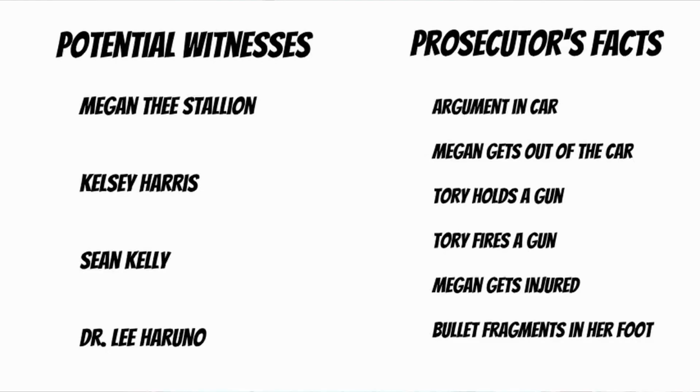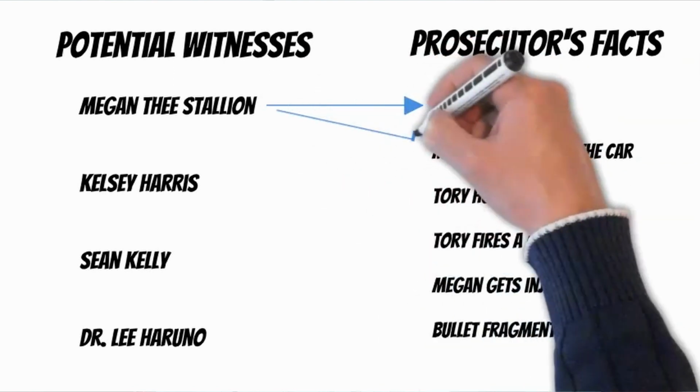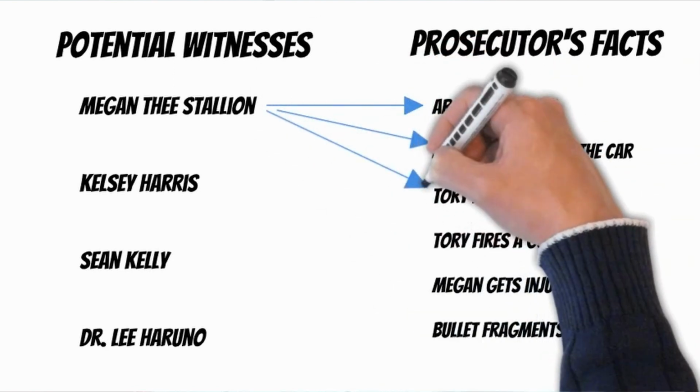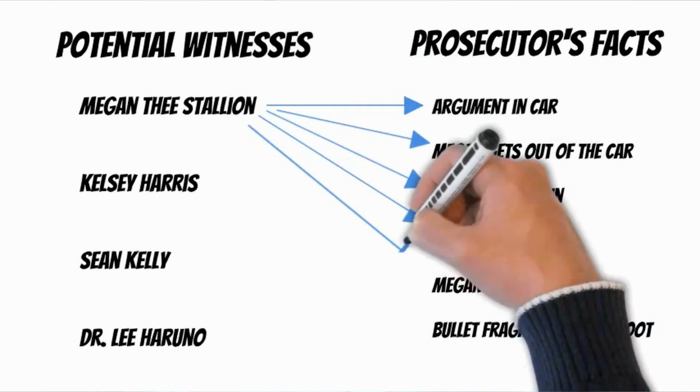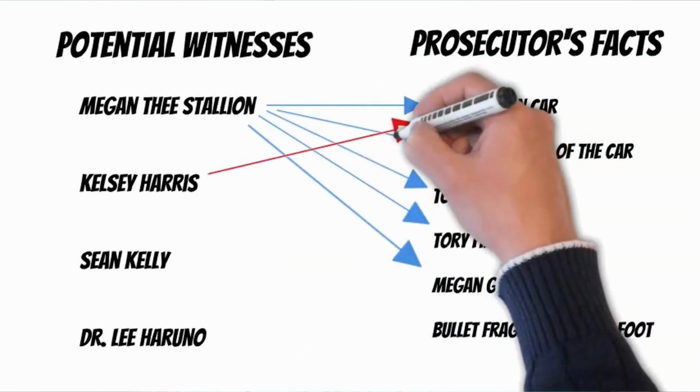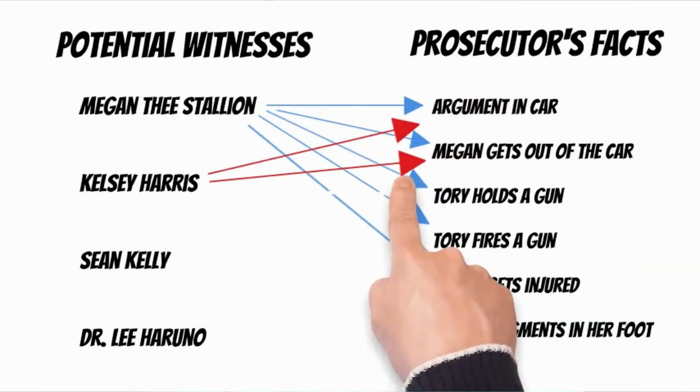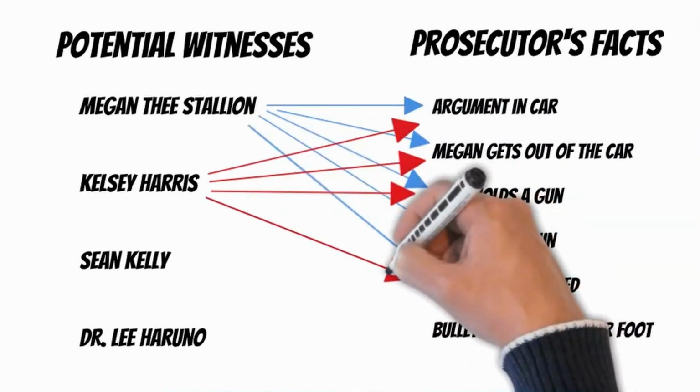Step three, I start drawing lines and connecting witnesses with the facts they know. For example, one witness may be able to testify to multiple facts. Some facts may have multiple witnesses. That's the point. What we're doing now is building the spider web. I don't put maybes or 'I think they know that.' I think that might have been what happened in this case with Sean Kelly.